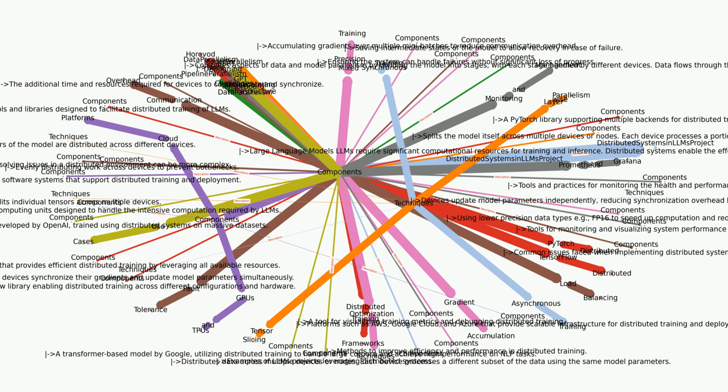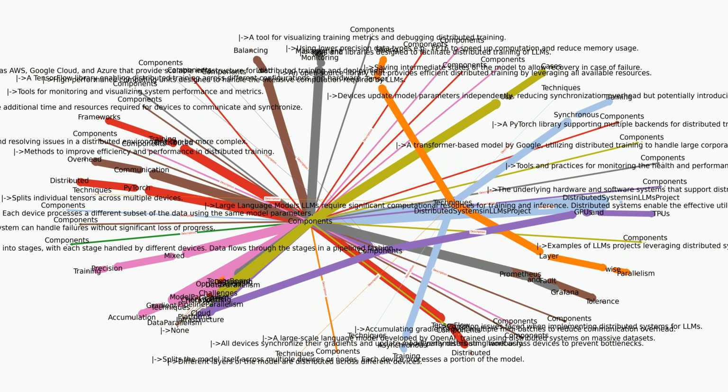Use cases. Description: examples of LLM projects leveraging distributed systems. Examples: GPT-3. Description: a large-scale language model developed by OpenAI, trained using distributed systems on massive datasets. BERT. Description: a transformer-based model by Google, utilizing distributed training to handle large corpora and achieve high performance on NLP tasks.